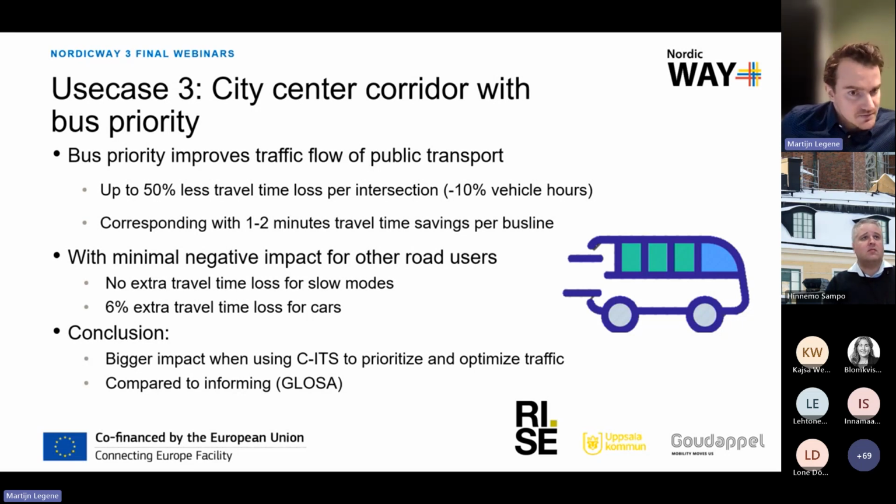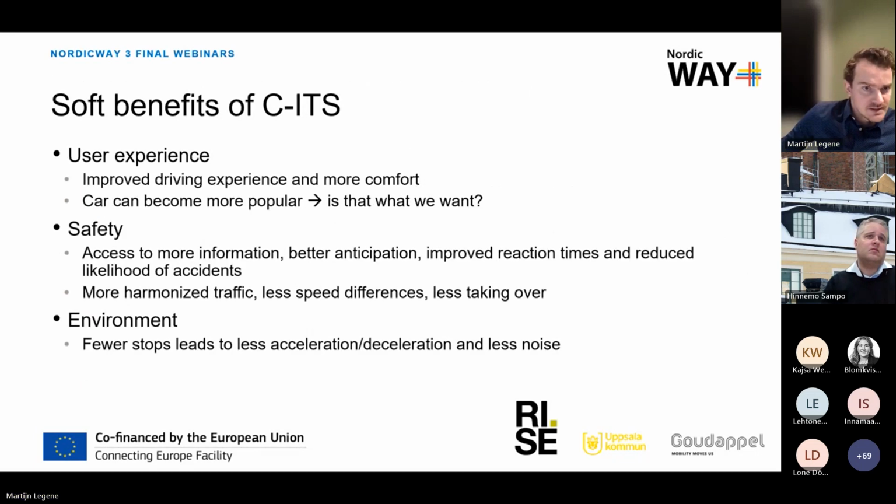Conclusion here is the impact of CITS is bigger when you use it to prioritize and optimize traffic compared to only informing traffic. Additionally, there are some soft benefits of CITS. We did not get them directly out of the simulation, but you can logically reason that this would happen as well. Improving user experience could happen because you improve driving experience and more comfort. For example, if you need to slow down less, it's more comfortable to drive. This also means that the car could become more popular.